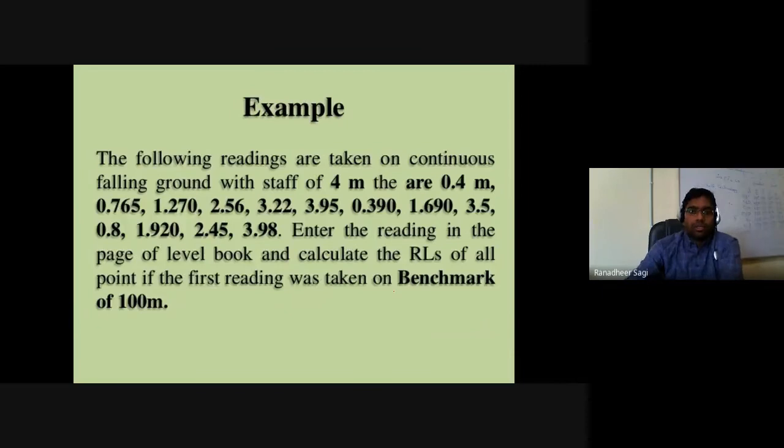Right. So this is another problem that you can please practice. You are given some staff readings and you are asked to calculate the RL values of various points, and it says that the first reading was taken on the benchmark point, where the RL value of the benchmark point is 100 meters.